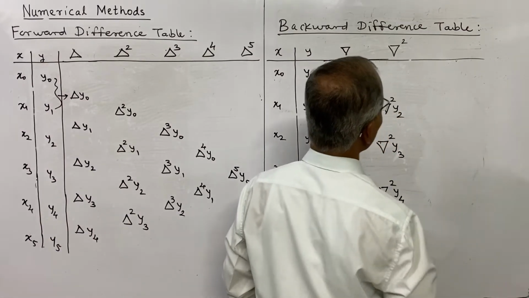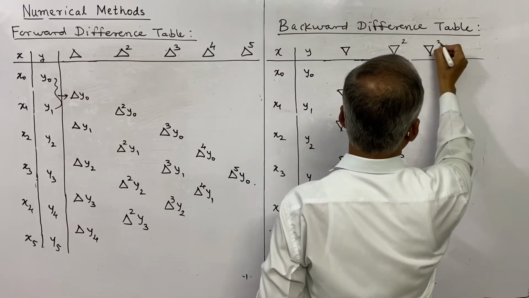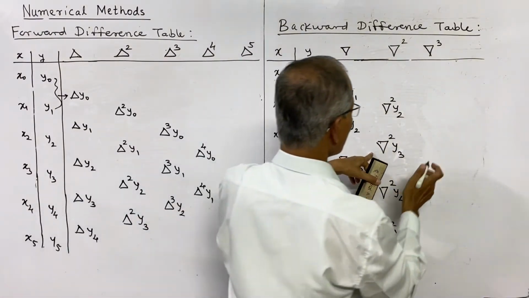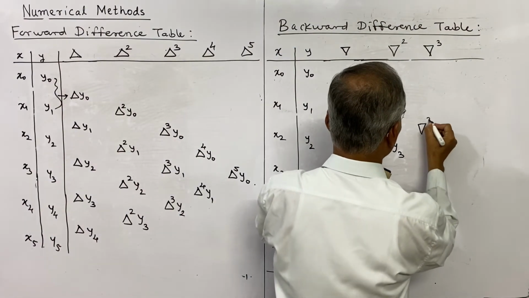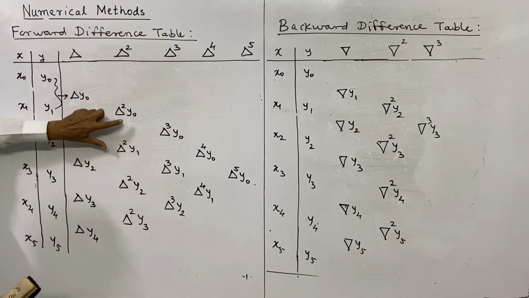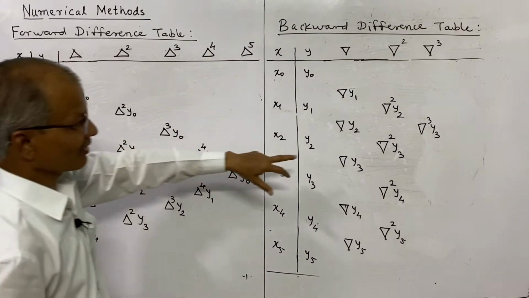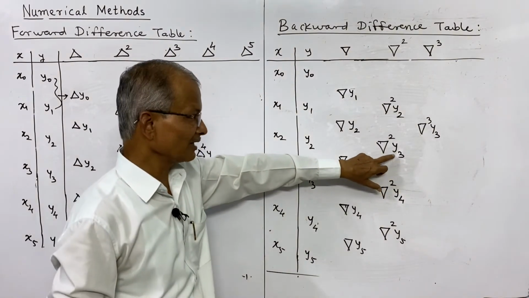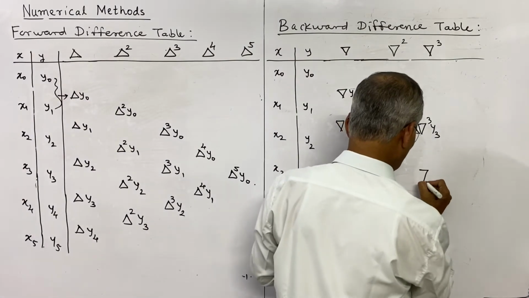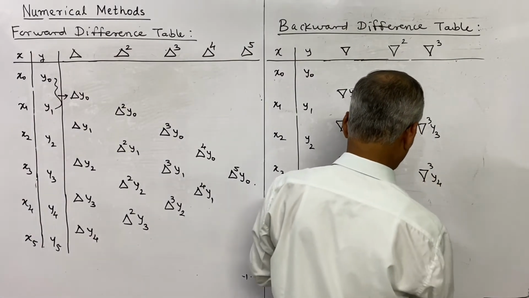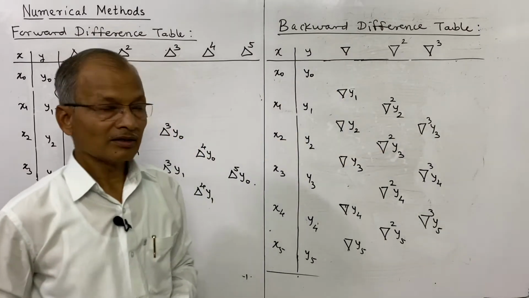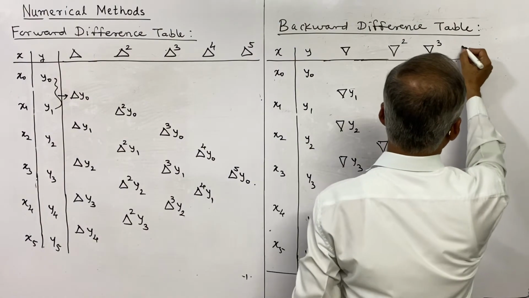Now what will be third order? Del cube. Del cube will be the differences of these two, and this is del cube y3. Here we have to write the next value, and there we have to write the earlier value. The difference is backward, and this is del cube of y4, and this is del cube of y5. This is del cube. And what about del 4?